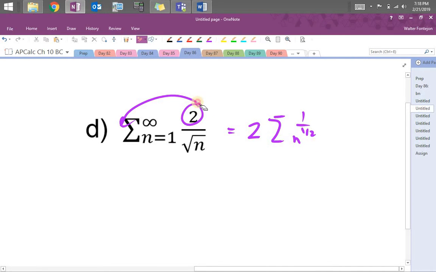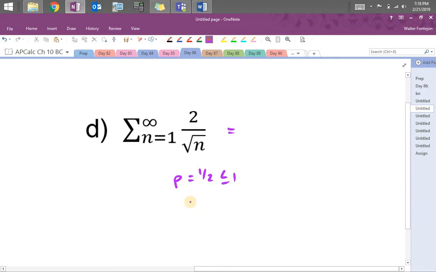Here, you don't need it. Just run the test. This is going to be p-series. Let p equal 1/2. It's going to be less than or equal to 1. This is going to be diverging by the p-series test.